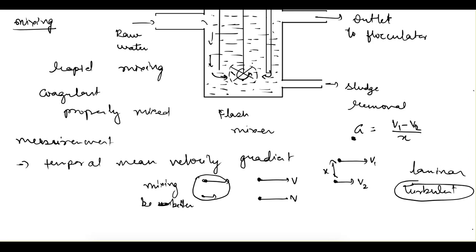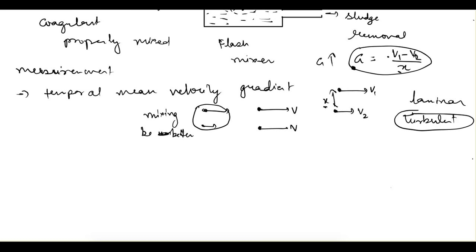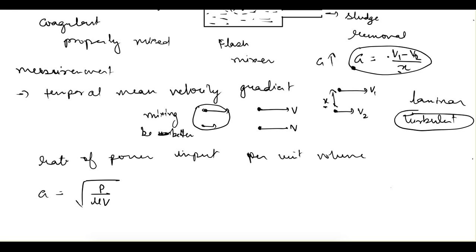So this is what we measure using the velocity gradient, that is, the change in velocity over distance. If this distance is more and the velocity change is high, then we can say G is high and mixing will be proper. That is the meaning of velocity gradient, and it is also the rate of power input in water per unit volume. So it is given as G is equal to square root of P upon mu into V.